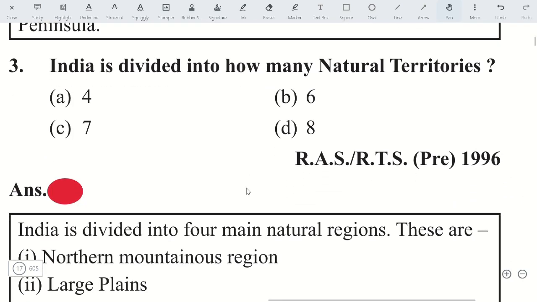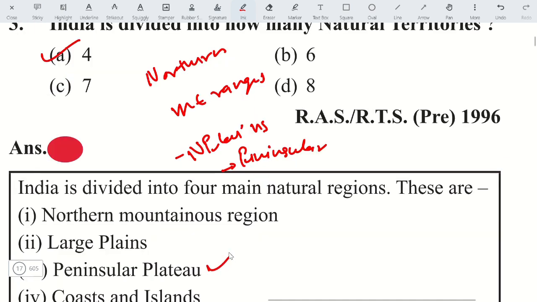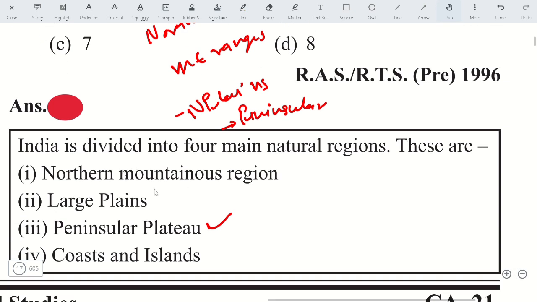Okay, let's move on to the next question. India is divided into how many natural territories? It is divided into four natural territories. One is the northern mountain ranges. Second is the northern plains. Then the peninsular plateau, and the coastal area and islands. So these are the four parts: northern mountain regions, large plains, peninsular plateau, and coastal areas and islands.